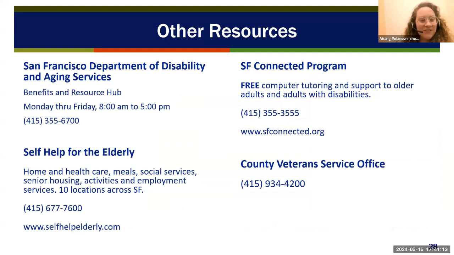A couple other resources we wanted to highlight, like Rosa mentioned, the Department of Disability and Aging Services and the DOS Hub have a wealth of fantastic resources and information for you. I strongly recommend giving them a call, or you can also visit them at 2 Goff Street. Self-Help for the Elderly is another fantastic partner of ours at Open House, and they are prolific throughout San Francisco. They provide a variety of senior services and services for folks with disabilities, home health care, meals, and they have 10 different locations scattered throughout the city.